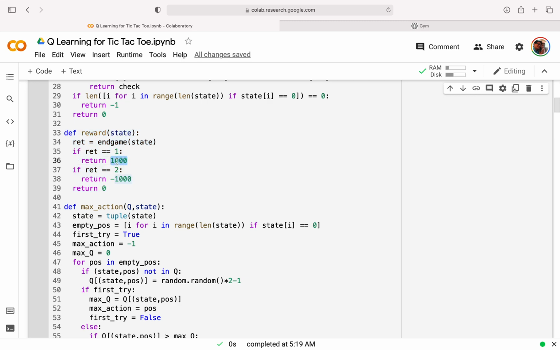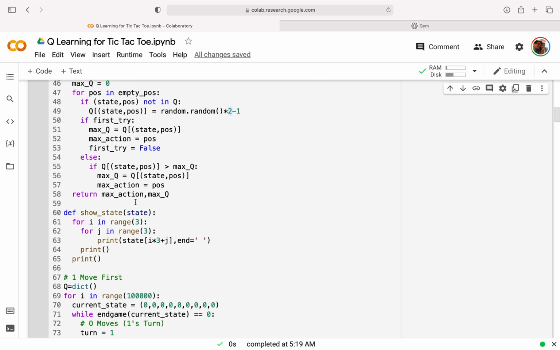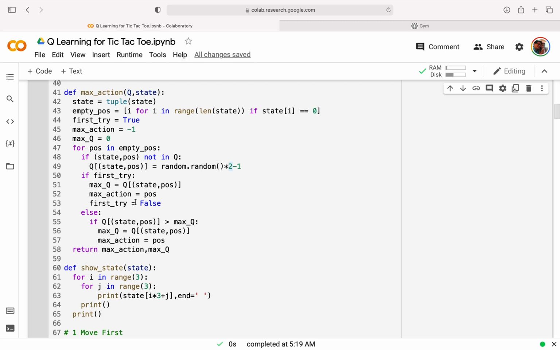This one, we have the turn, one and two. If it is one, in this case our computer will start as one, and this one is two. This is the opposite side, and we have the max action, but this one is the position to try to help one to win.